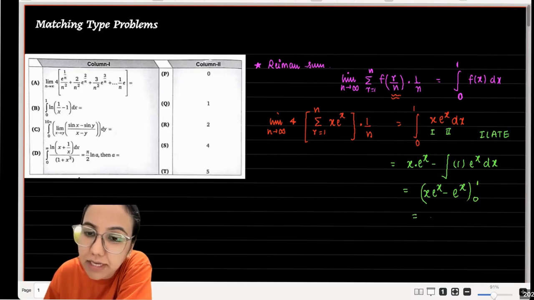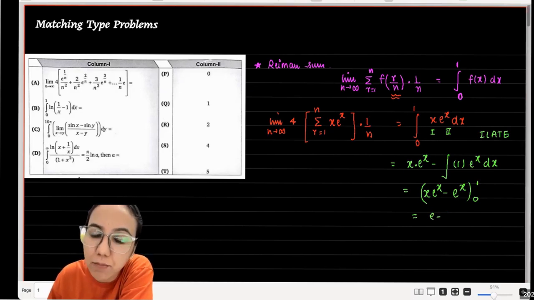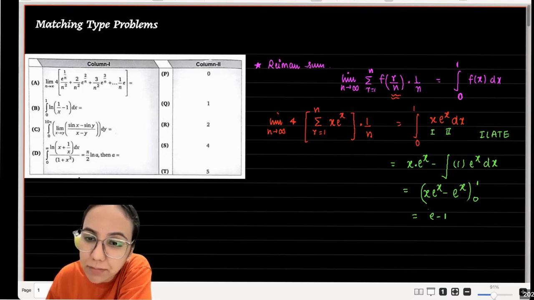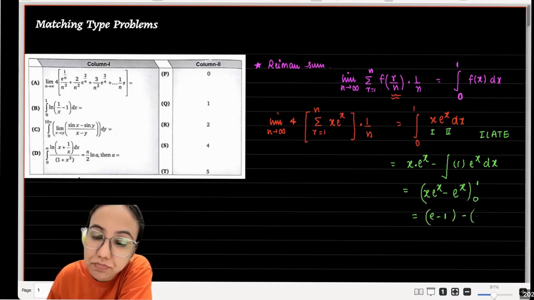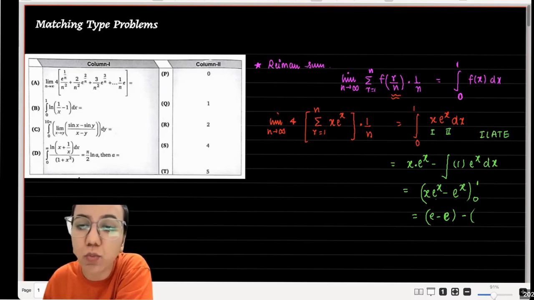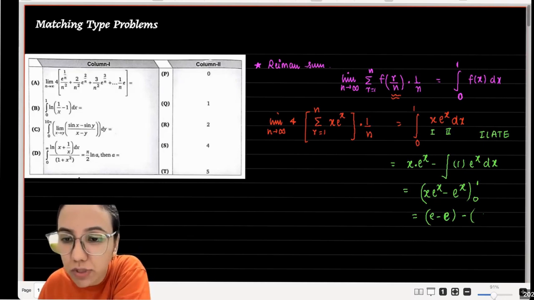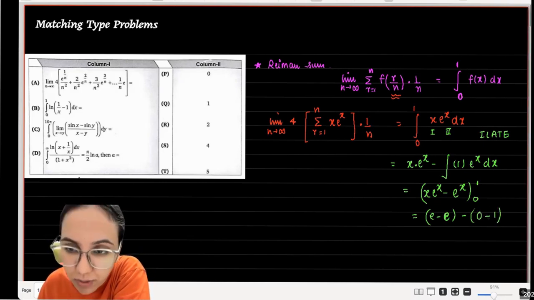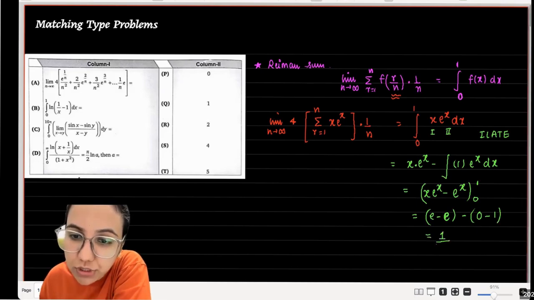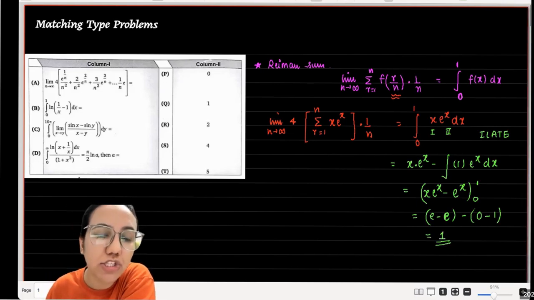That means I'm going to get 1 times e raised to 1, which is just e, minus e raised to 0. E raised to 0 is just 1. I'm substituting the upper limit first, so you get 1 times e minus e. The lower limit will be 0 minus 1. So your final answer turns out to be 1, which matches answer Q.